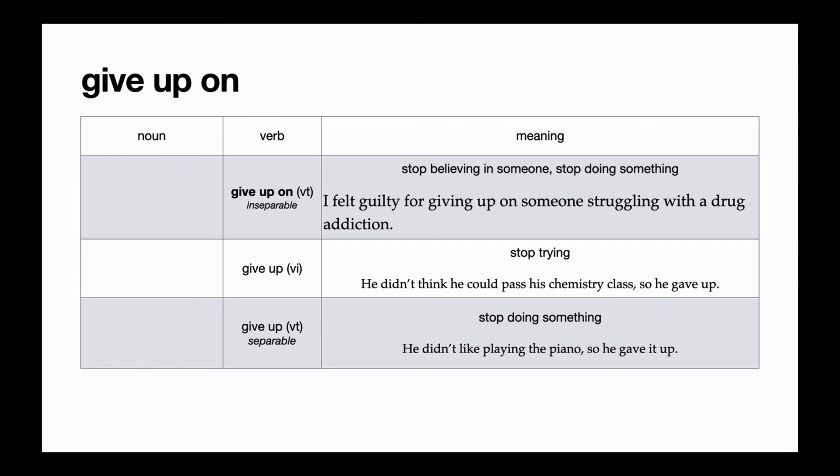In our second example, give up, just give up as an intransitive phrasal verb means to stop trying. So the example says he didn't think he could pass his chemistry class, so he gave up. That's the past tense. So if you give up, that means you just stop trying. I give up. You shouldn't give up, though. Then we have give up as a transitive separable phrasal verb, which means to stop doing something specific. So it's very similar to give up as an intransitive verb, but you can use it with an object. So you can say he didn't like playing the piano, so he gave it up.